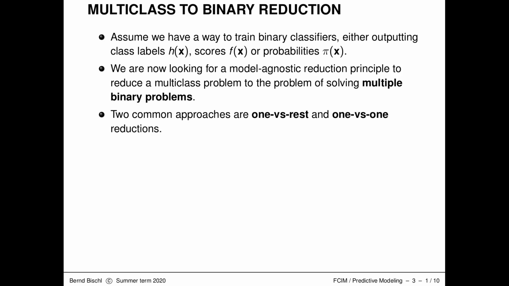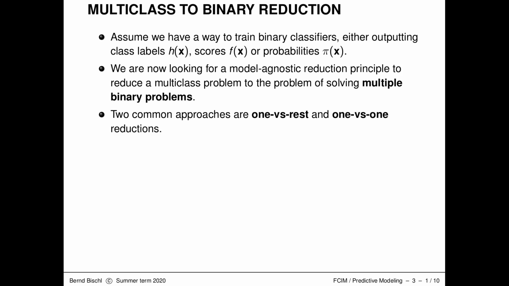So assume we only have a binary classifier in front of us. We don't have a multi-class version of that classifier available to us. And this binary classifier now either outputs direct hard class labels, scores f or probabilities pi, and we want to turn this binary classifier into a multi-class classifier by solving a sequence of binary classification problems.